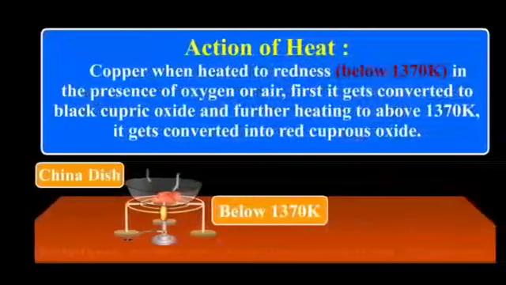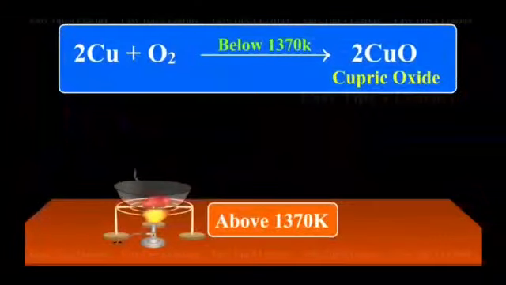Action of heat. In the presence of oxygen, copper when heated below 1370 Kelvin gets converted to black cupric oxide. The equation is copper Cu plus oxygen O2 when heated below 1370 Kelvin will give cupric oxide CuO.